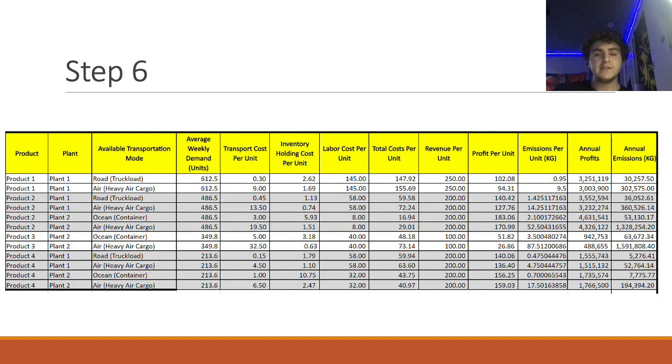The calculation of the labor cost per unit led us to finding the total cost per unit by adding transportation cost, inventory holding cost, and labor cost together. And then we took the revenue per unit and subtracted the total cost per unit to get the profit per unit. Then we took the average weekly demand multiplied by 52 and by the profit per unit in order to find the annual profits. Finally, to find the annual emissions, we took the weekly emissions, which we found in step 3, and then we multiplied that by 52 in order to find our annual emissions.